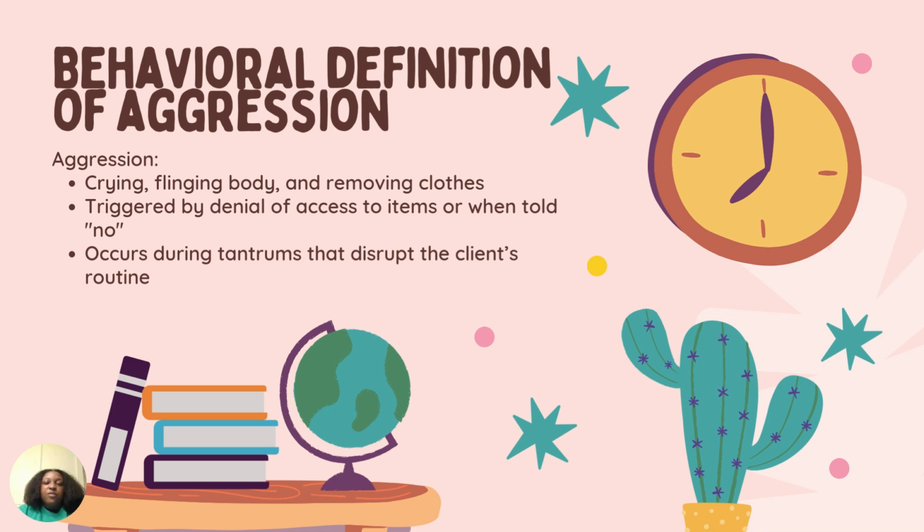The specific definition of aggression for this client is important for accurate measurement and intervention planning. Aggression in this case includes behaviors like crying, flinging her body onto the floor, and removing her clothes when she's upset. These behaviors are typically observed during tantrums, especially when the client is denied access to preferred items or activities. For example, when she is told she cannot have a toy or a snack, she responds by escalating her behavior, which often results in her caregivers giving her attention or the item she desired. What's critical about this is these behaviors not only interrupt her daily activities, but they also create a pattern of reinforcement where the client learns that by engaging in aggression, she sometimes gets what she wants. This reinforces the need for an intervention that addresses the function of her aggression while providing her with an alternative way to communicate her needs.